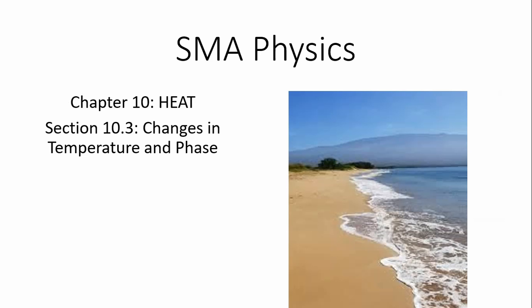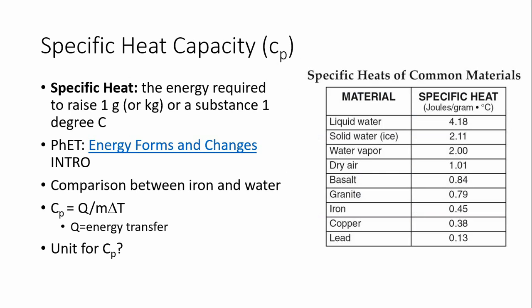Well, the thing that we're going to talk about today, specific heat, illustrates why you have these two extremes right next to each other. Why is the sand so hot? Why is the water so cold when they're both exposed to the same amount of thermal energy ultimately from the sun? Well, the reason for that is that they have different specific heat capacities. And so this is going to be defined as specific heat, the energy required to raise 1 gram or kilogram of a substance 1 degree Celsius.